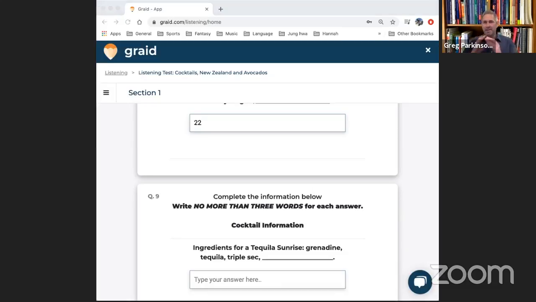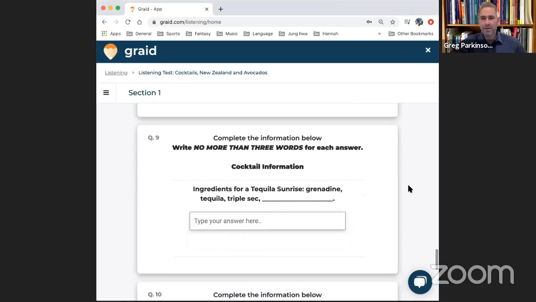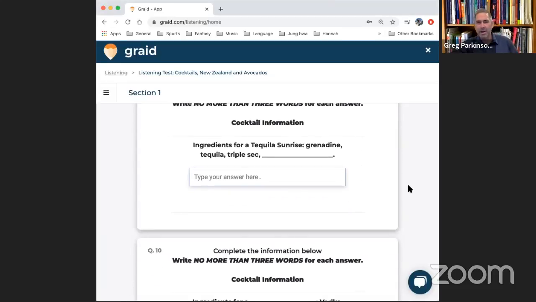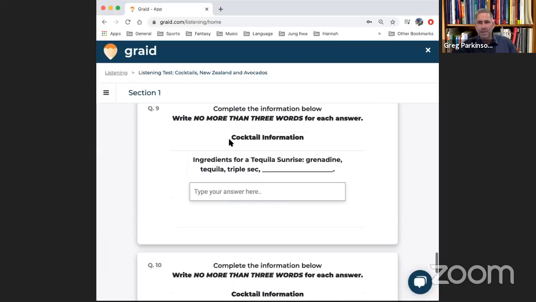So again, this is something you can expect on test day. Most listening sections are broken up into 2 parts, and you get a little bit more time to read the remaining questions. In most cases, it's going to be sort of 1 to 5 and 6 to 10. But in this case, there's only 2 more questions that we need to read. So here we're going to be looking at ingredients and names for cocktails as we looked at before.